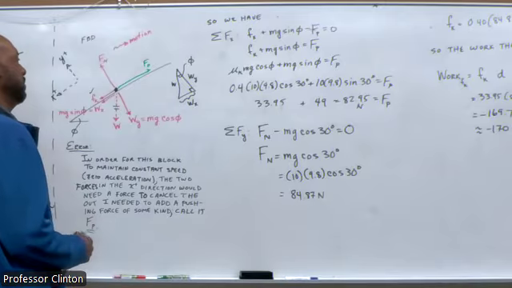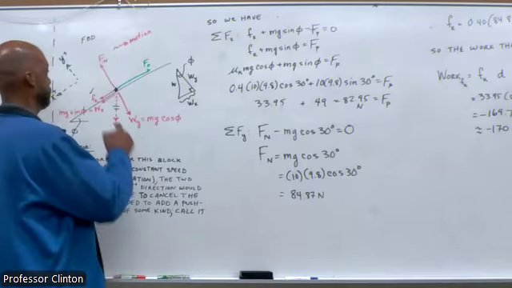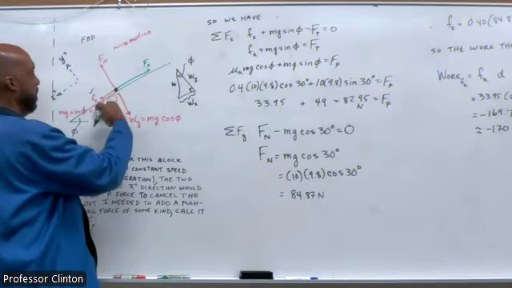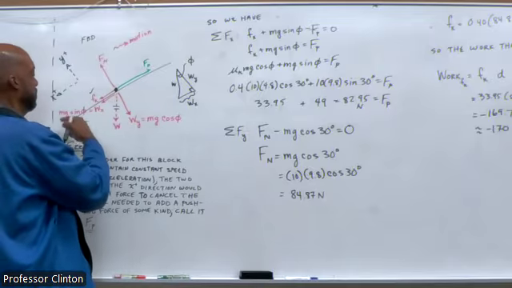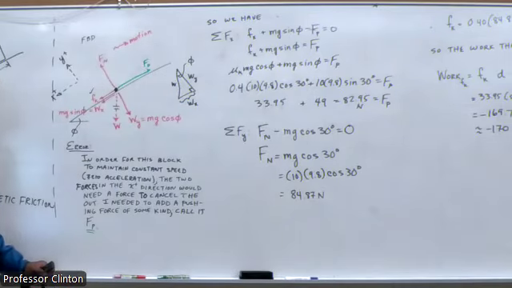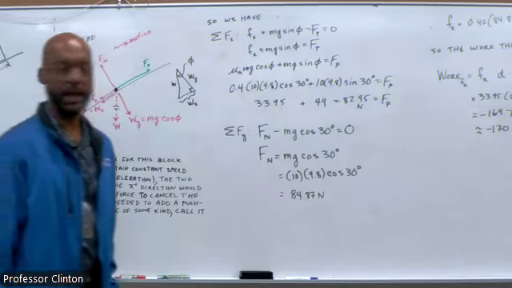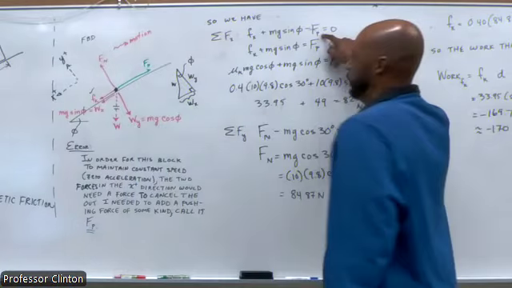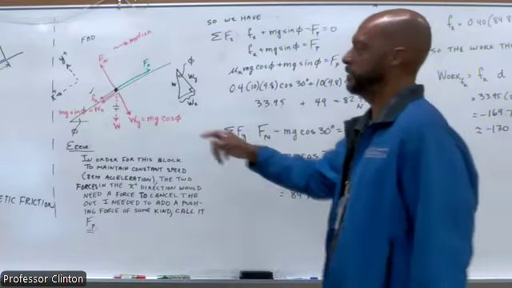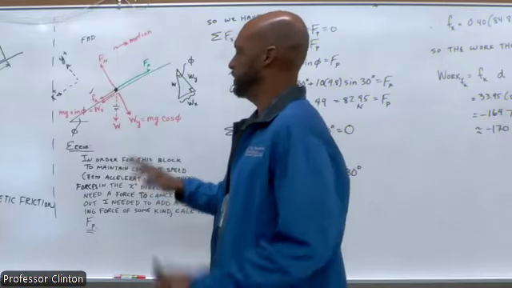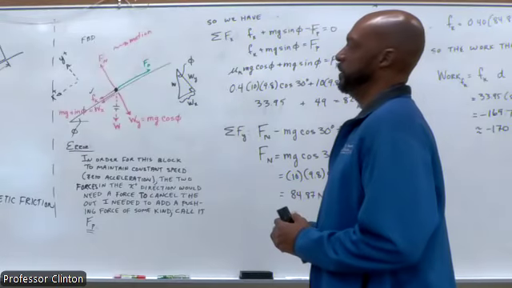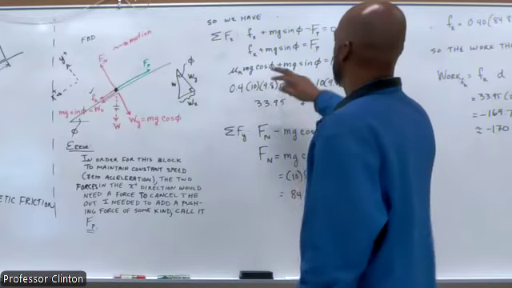So how did I come up with these? Well, we have F of K, which is down the ramp, which is positive. We have our weight component in the X direction. When we resolve it, that's this mg sine phi. And we also have the pushing force. That's the force that's going to basically counteract the sum of those two forces to allow this block to move with a constant speed. Okay.